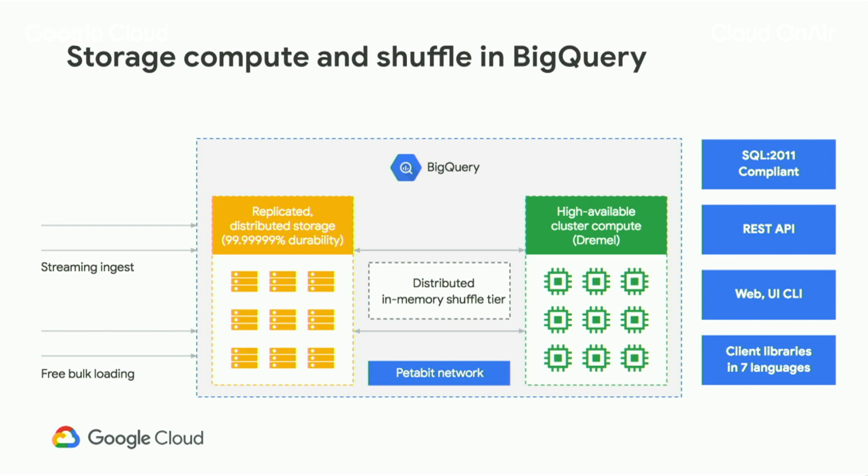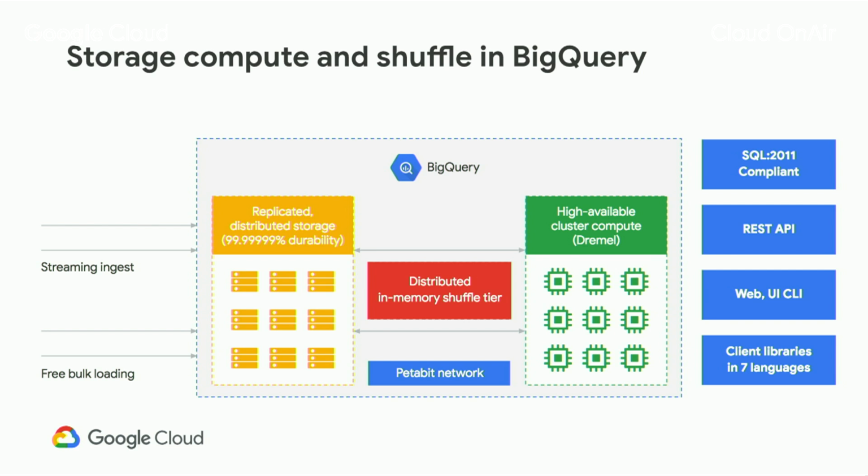BigQuery had a replicated and distributed storage. It also had a highly available compute cluster. But it also had something that the original Dremel paper didn't mention, and that's the distributed in-memory shuffle tier that connected both storage and compute. So the question becomes, why did BigQuery introduce this distributed shuffle tier? What was it that caused them to care so much about shuffle?